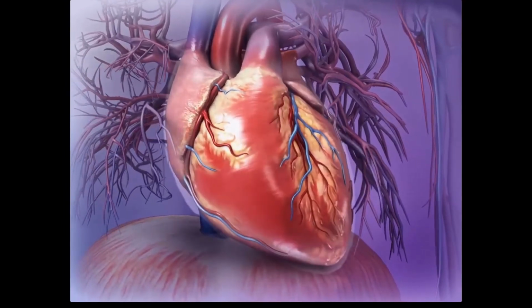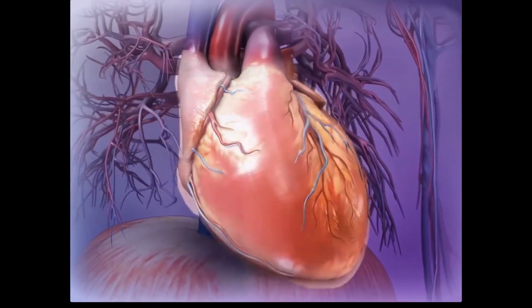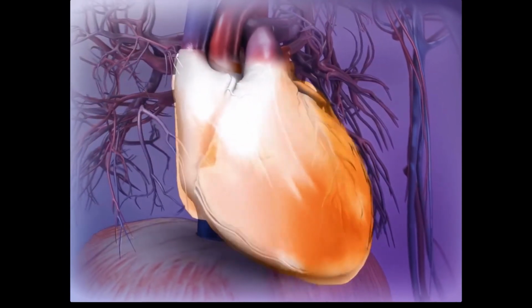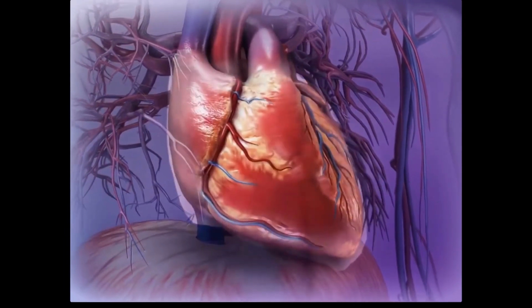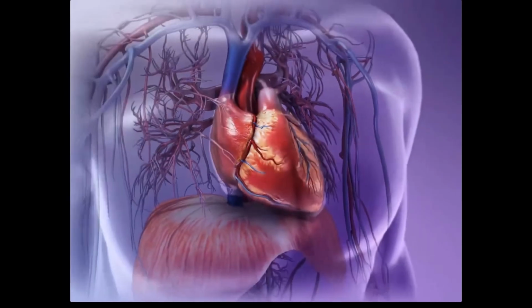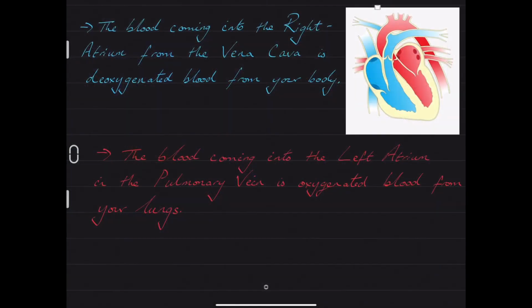So with this, you can see how the heartbeat is coordinated, and this is just the outer covering of the heart that was represented there. Here you can see where the atriums are, represented the top chambers of the heart.